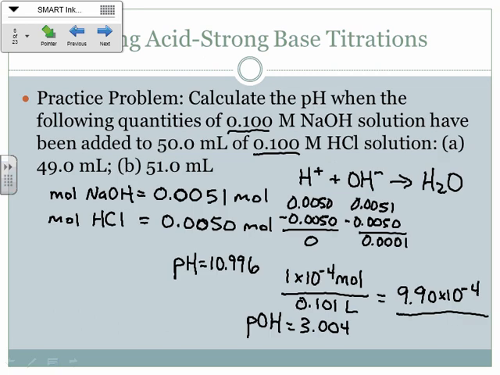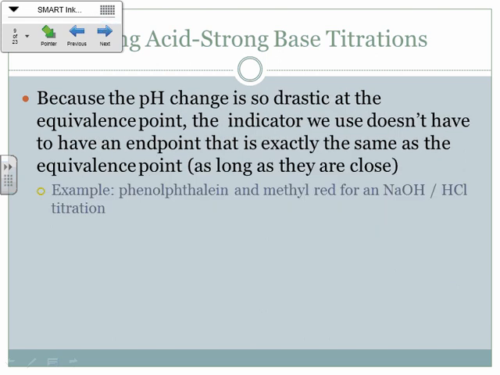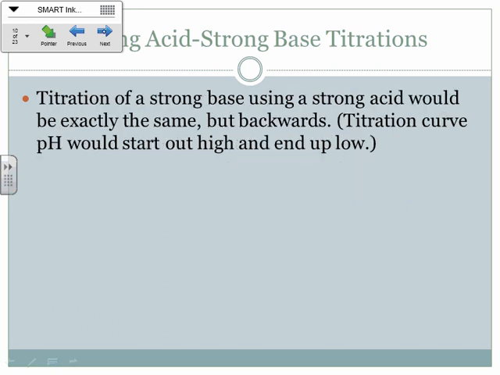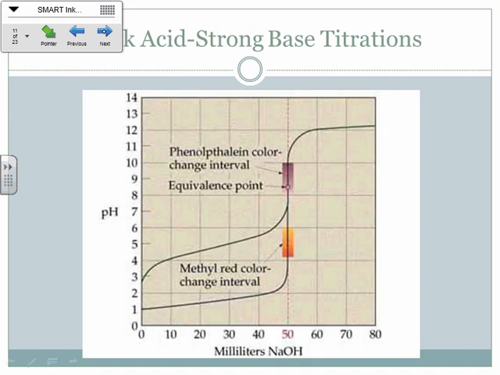Again, at the equivalence point, it's very easy. At the equivalence point, the pH would be 7 because it's a strong acid, strong base, okay? All right. And we talked about this already, why you can use phenolphthalein or methyl red. Either one will work fine. Strong base using strong acid would be the same, but backwards. Okay. So now we're going to talk about weak acid strong base titrations.